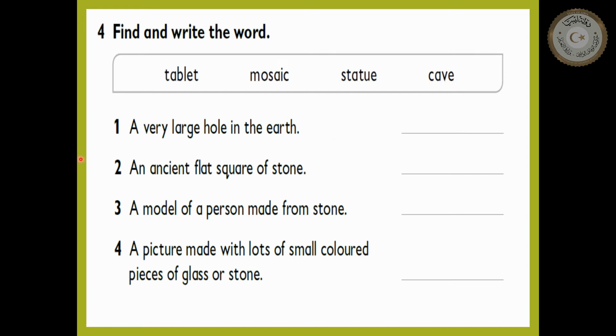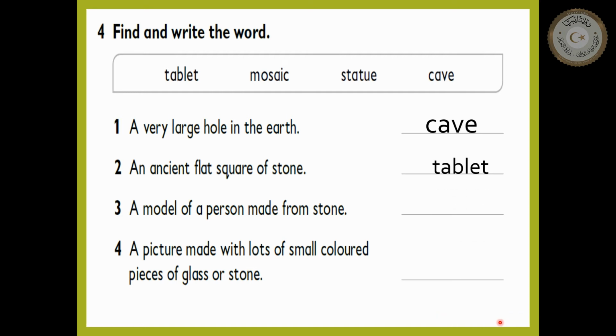So number 1, a very large hole in the earth. What is it? It's a place. And this place is a very large hole in the earth. So is it tablet? No, it is cave. Excellent. So can we go now to number 2? An ancient flat square of stone.